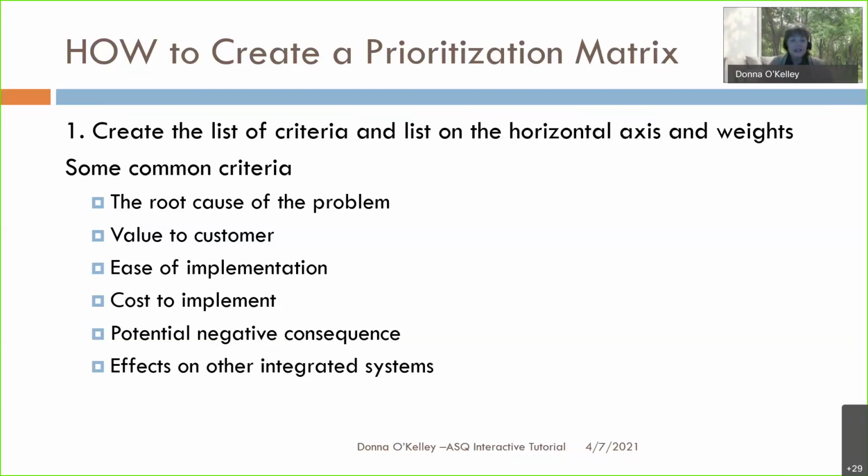So some criteria that you might see on evaluating each of these options would be: what is the root cause of the problem, value to the customer, ease of implementation, cost to implement, potential negative consequences, effect on other integrated systems, what's the risk involved, does it need a lot of technology? So you create the criteria that you're going to evaluate all your options against.